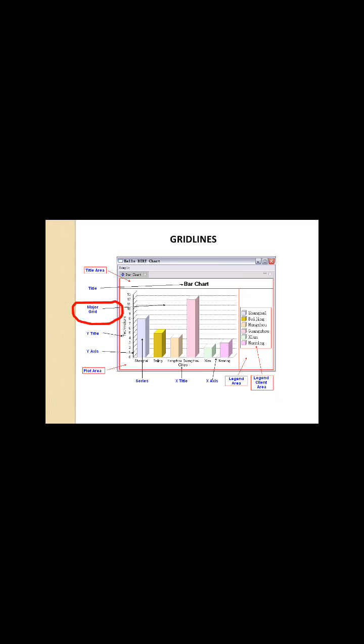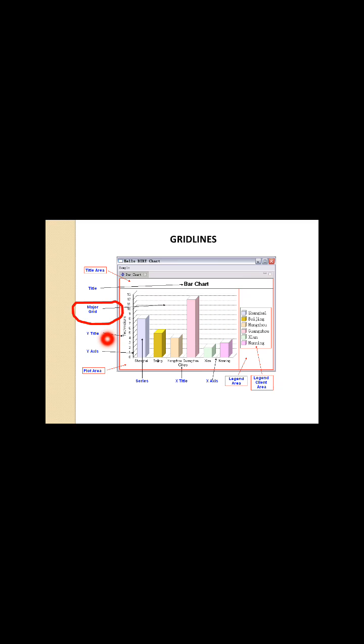Now next is grid line. Every chart is plotted on the grid line. You can create a major or minor grid line, horizontally and vertically, both ways. Here this chart is showing only a major grid line. So these lines which you get at the back of the chart are called grid lines.